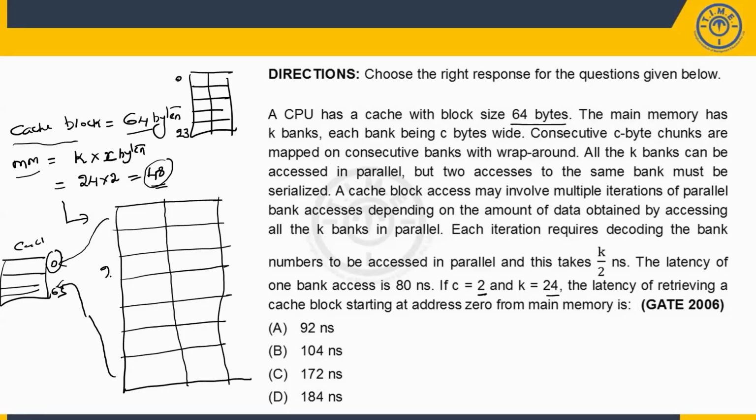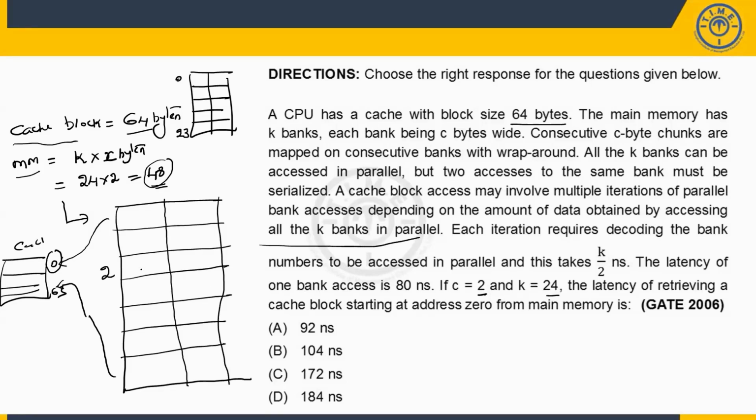I want to access the second bank twice. But this must be serialized. Initially, we need to access the second bank once, right? Then only the consecutive access to the same bank can be initiated. A cache block access may involve multiple iterations of the parallel bank access depending on the amount of the data obtained by accessing all the K banks in parallel.